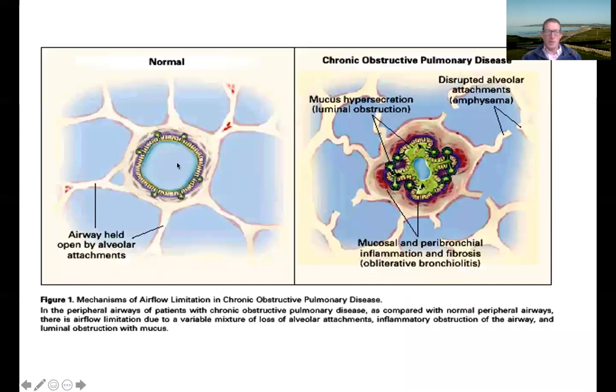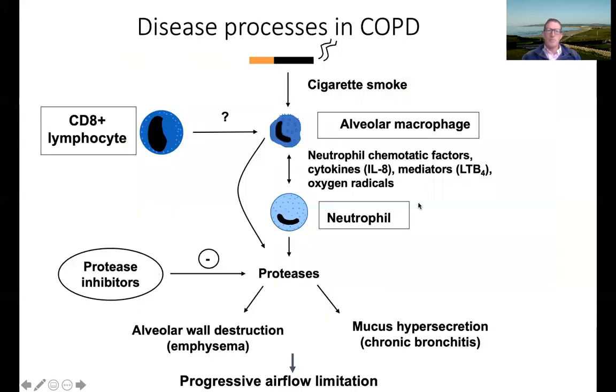This is just a cartoon to show you the difference between a normal airway and an airway with COPD. In a normal airway, as I said before, the alveolar walls hold the bronchi and the bronchioles open. In COPD, you've got endobronchial inflammation with mucus due to mucus hypersecretion, and you've got disrupted alveolar attachments. So the airway is narrow from within and also from without.